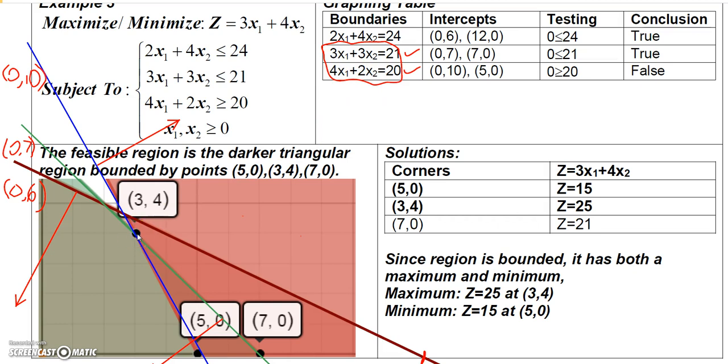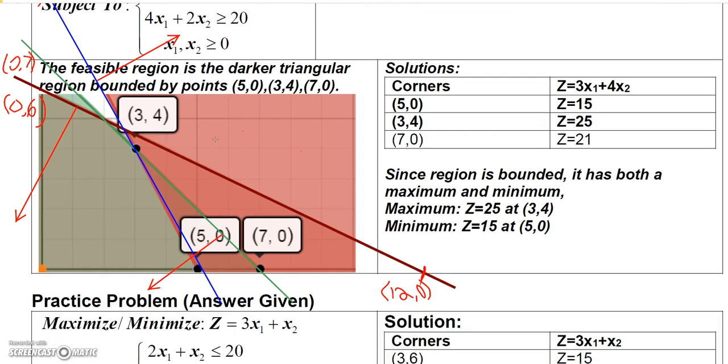Now, notice these other intersections are not in the region. Where the brown and the blue line intersect is not in the region, and where the brown and the green line intersect is not in the region. So even though we have lots of points identified here, the only corner points in the region are these three values on this triangle: (5, 0), (7, 0), and (3, 4).